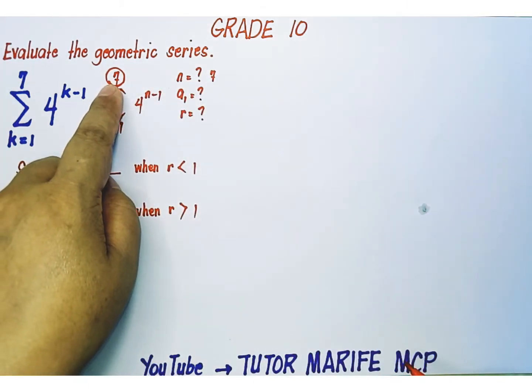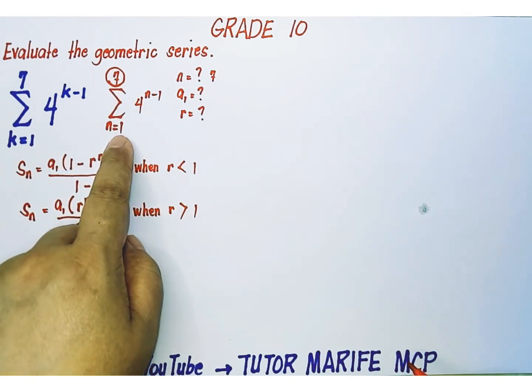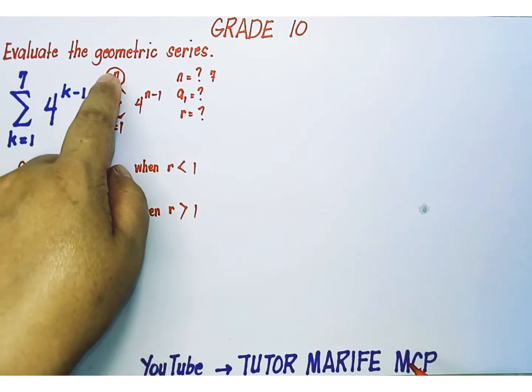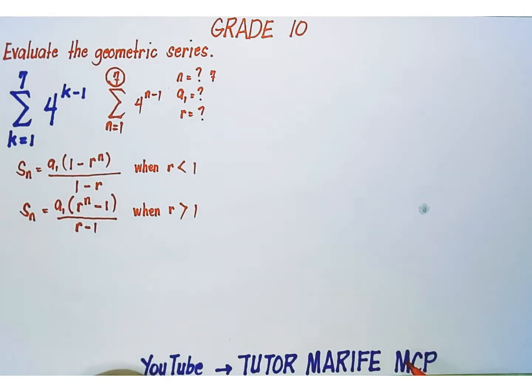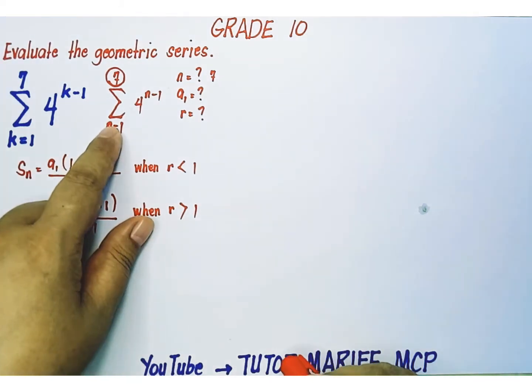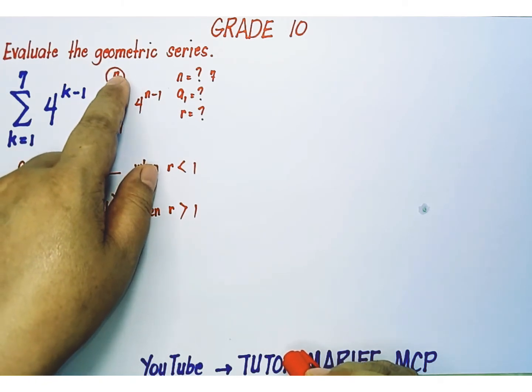Nagpapahanap siya ng sum up to the 7th term of the geometric sequence. From the first to the 7th term. So, i-add up mo daw yung mga terms ng geometric sequence. That means first term plus second term plus third term up to the 7th term.